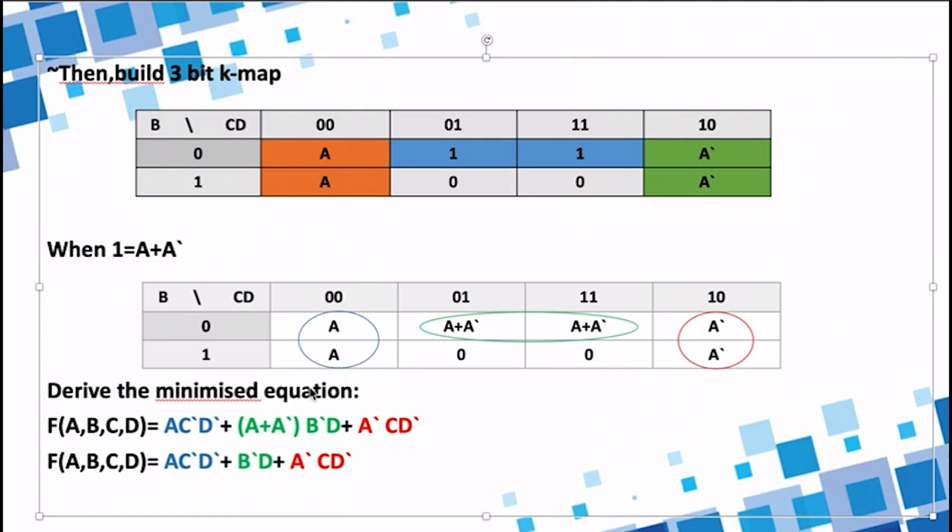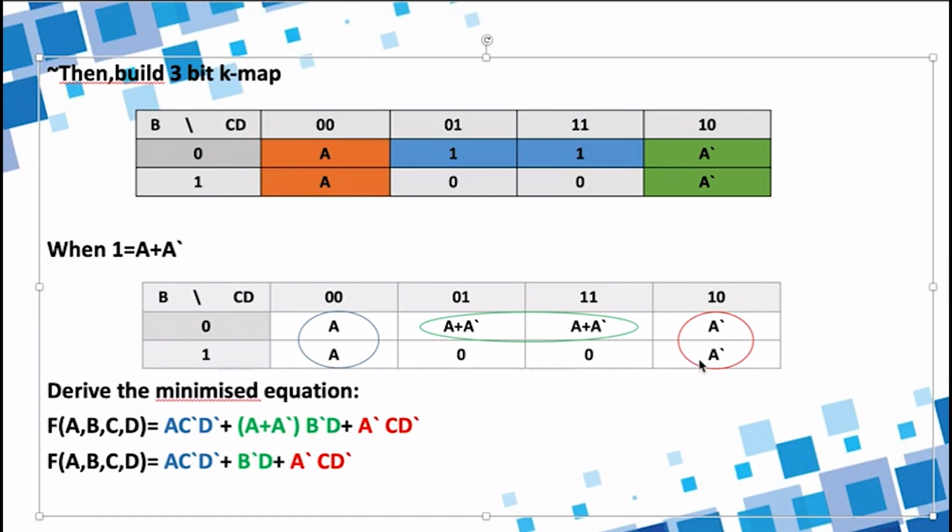So to derive the equation, we'll start with the blue circle. It occupies both rows, so we don't have to mention the row, and add column C bar and D bar. So the answer is A, C bar, D bar. The green circle is at 0 row, which is B bar, and then add 0, 1 column and 1, 1 column. As 1 is on the right side of both columns, it should be D. So the answer is bracket A plus A bar, bracket B bar, D.